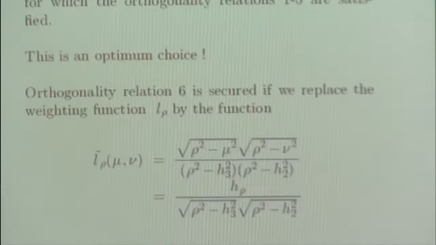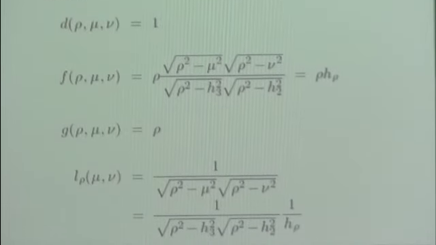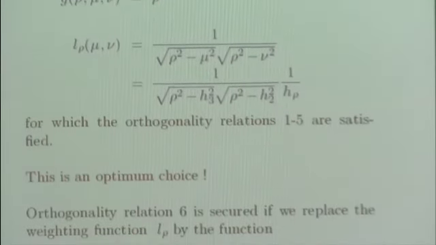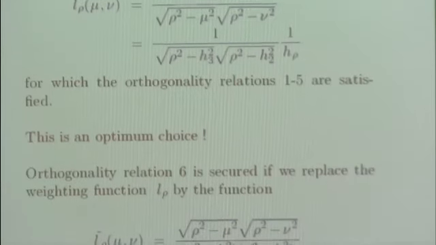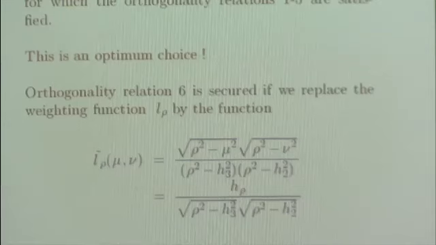Well, after a long and tedious check, we can find the first scalar function to be 1, the second one to be rho times h rho, and the third one to be rho, and choose this as a weighting function, this one here, and you get all the orthogonalities from 1 to 5. And that's optimum. You cannot do better because you cannot have 6. So the amazing thing is that you can get orthogonality for the 6th one if you change only the weighting function. So the problem comes that the orthogonality demands 2 different topological structures to get the complete orthogonality.